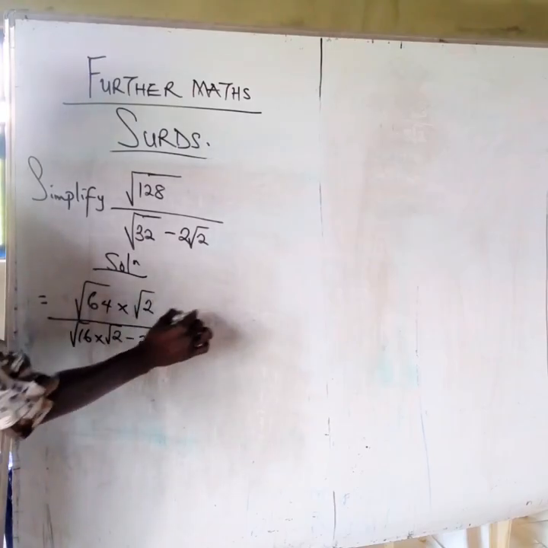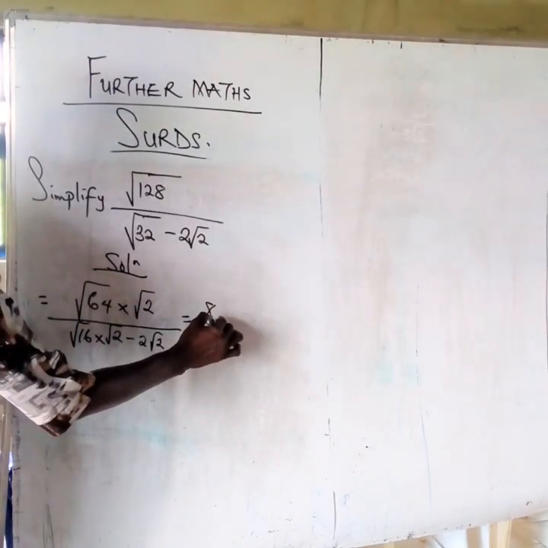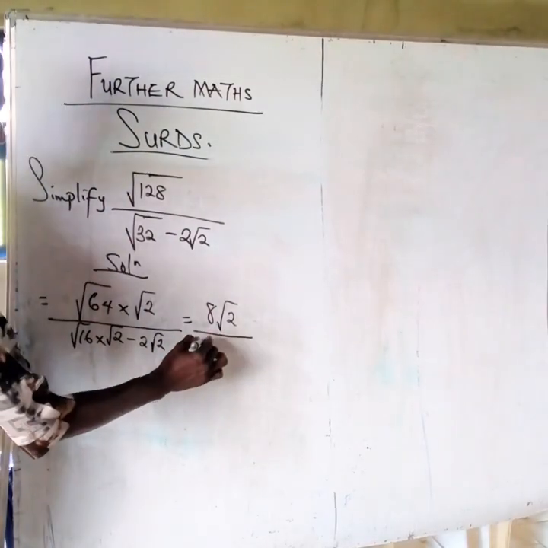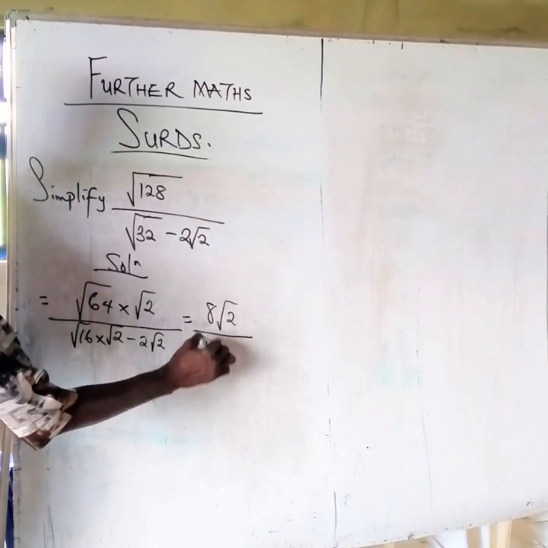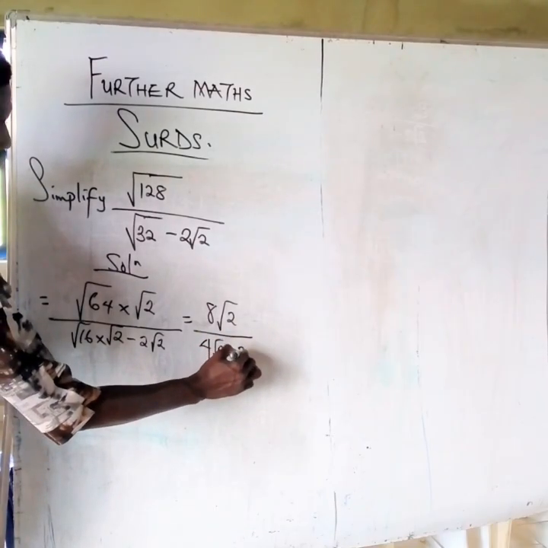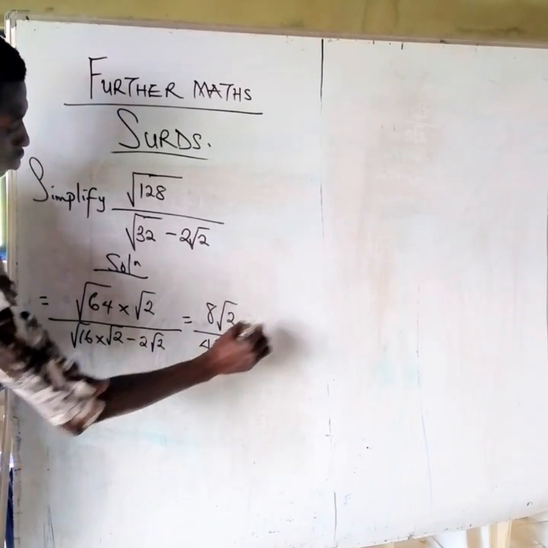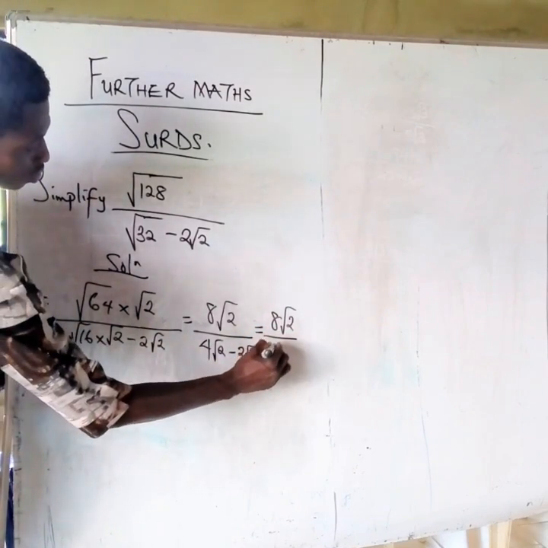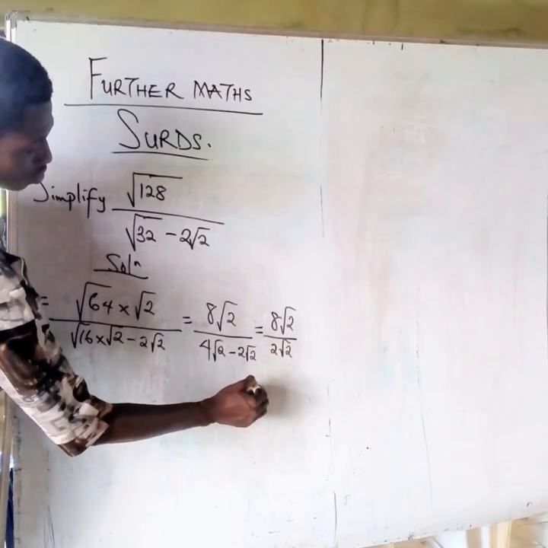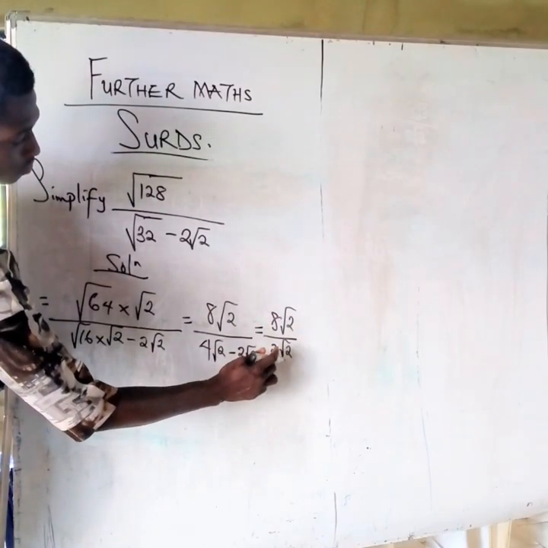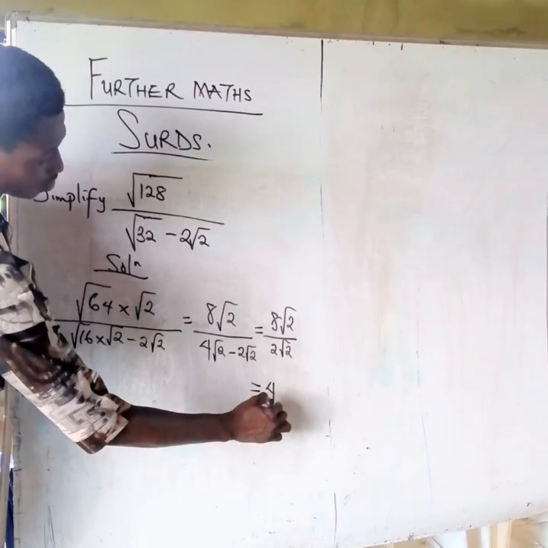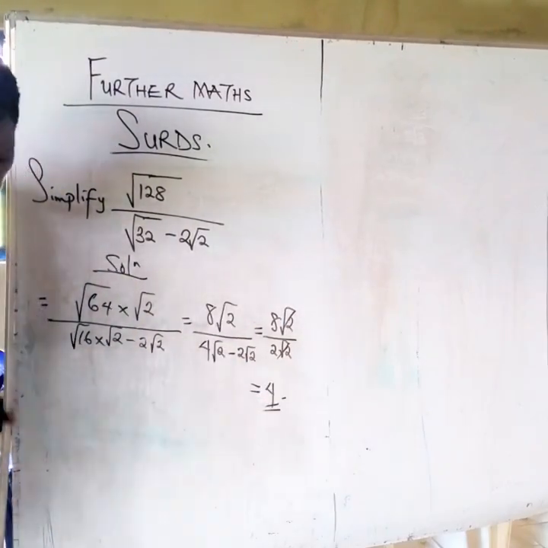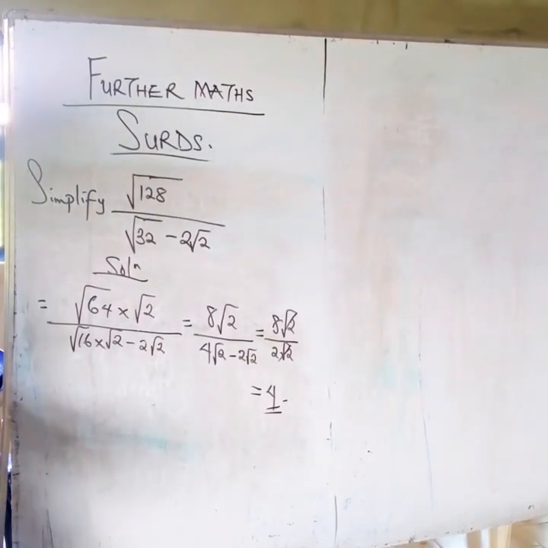Now, square root of 64 is 8 times root 2 is what? This. Square root of 16 is 4 times root 2 is minus 2 root 2. You have 8 root 2 over 4 root 2 minus 2 root 2 gives you 2 root 2. 8 divided by 2 is 4. Root 2 cancels 2. That's our answer. I guess it's clear and straightforward.